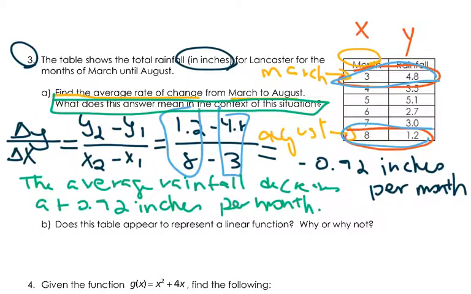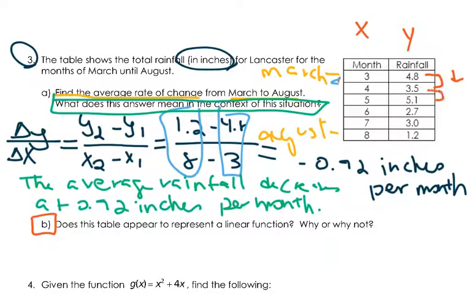Okay, so now the next question says, does this table appear to represent a linear function? So let's go back to this table and check it out. I'm just going to erase everything that I have on here so we can check this out. So as we're looking at this right now, does this make sense? Well, from 4.8 to 3.2, that's decreasing, but then look what happens here. The next month from April to May, it actually increases, then it decreases again, increases again, decreases again.